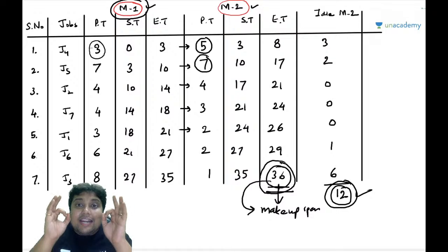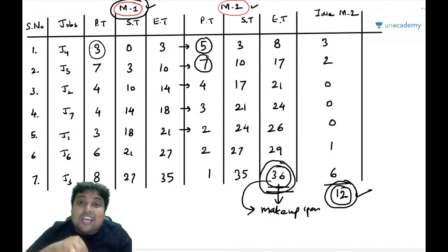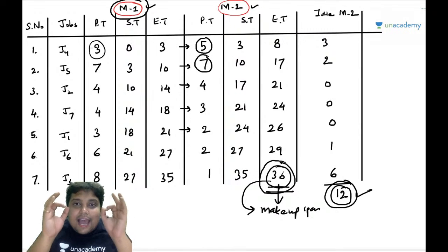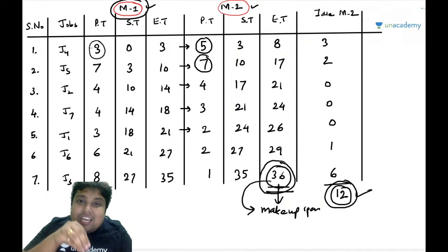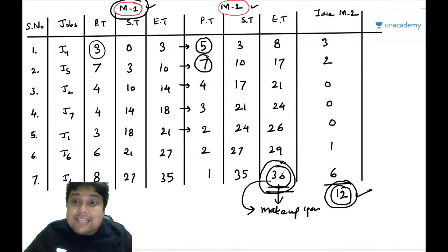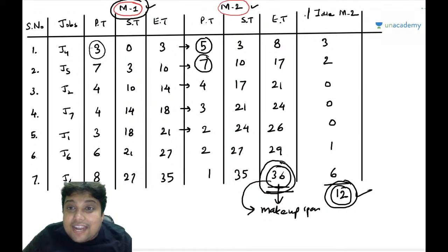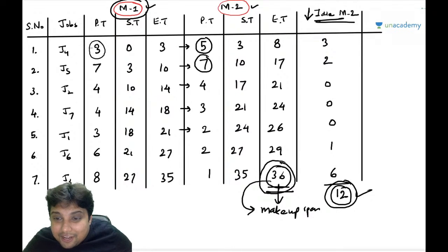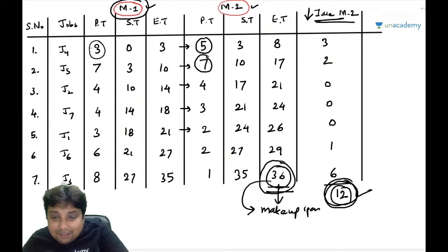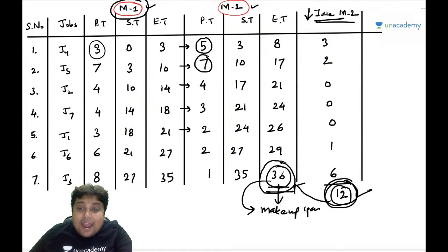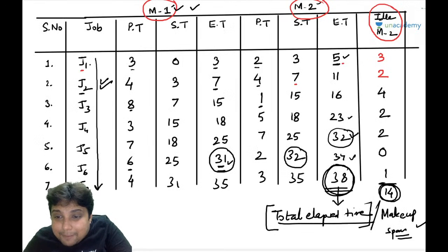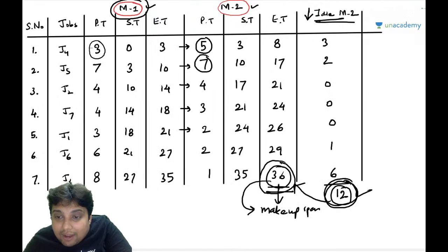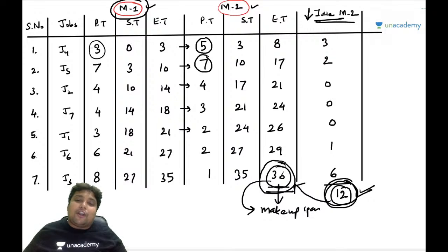So the entire idea of Johnson's algorithm is to keep machine 2 as busy as possible. That means, guys, to reduce the idle time of machine 2. If Johnson's algorithm can reduce the idle time of machine 2, that will simply be reflected in the makespan. You can see in this case the makespan was 38 and the idle time was 14, and as we reduce the idle time to 12 by 2 minutes, the makespan also got reduced by 2 minutes.